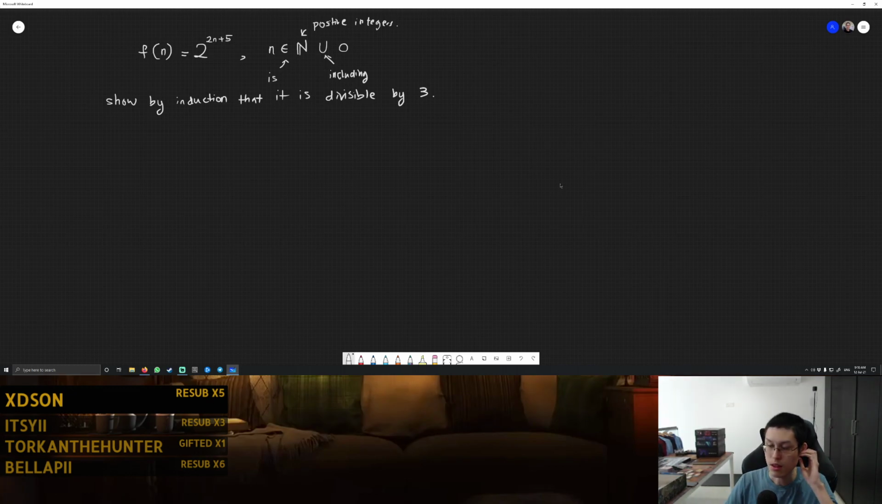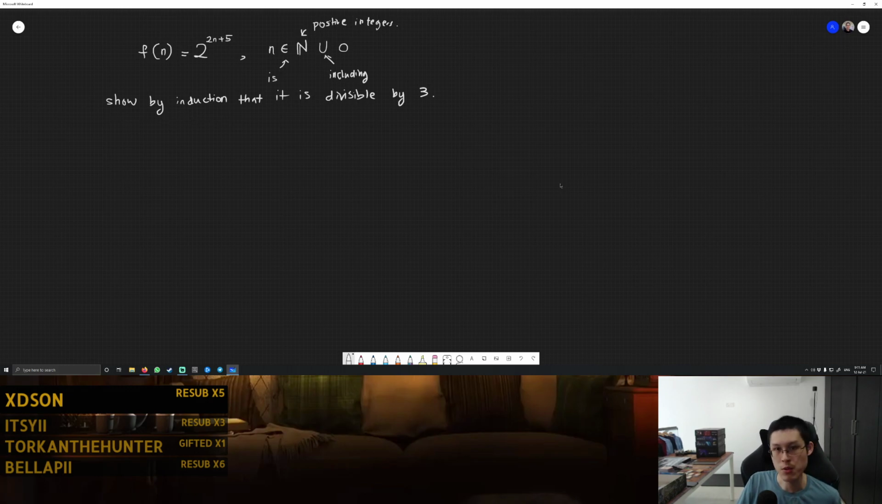There are two ways to interpret divisibility. One is something that you probably already know: if it is divisible by 3, that means when you divide it by 3, you get no remainder. The other is that the function has to be a multiple of 3. Let me just rewind a little. We need to show that it is divisible by 3 by induction.